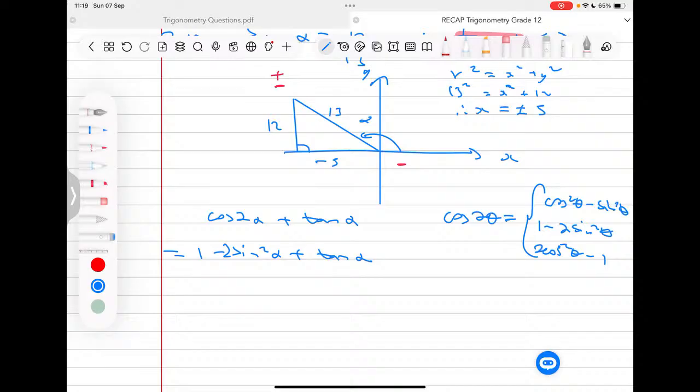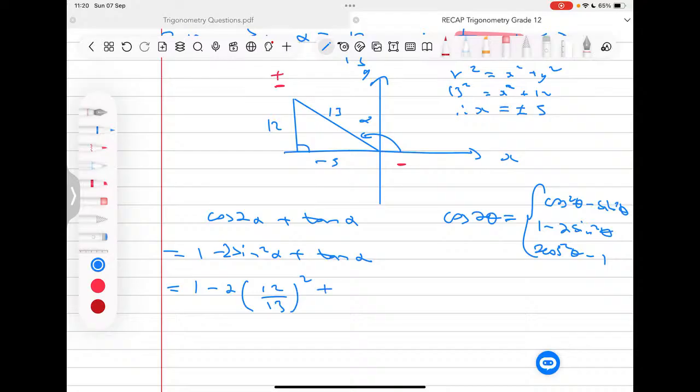So I was saying here, if you choose any one of these, they'll give you the same answer. So I just chose this one. I think it will be easier to work with. Also, it will be easier to work with this one. You can try that one as well and see how it goes. Now here we're going to have 1 minus 2 times sine, which is defined as 12 over 13, squared.